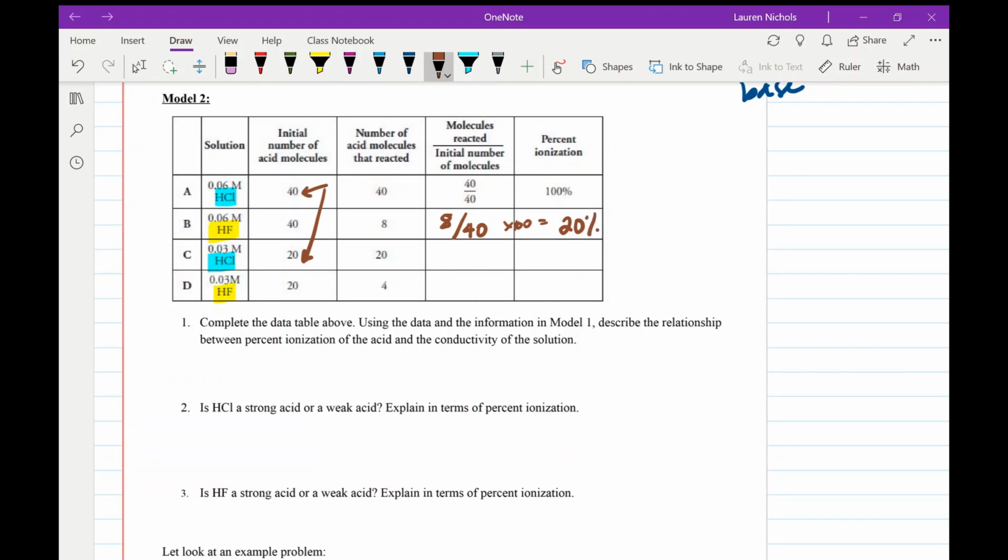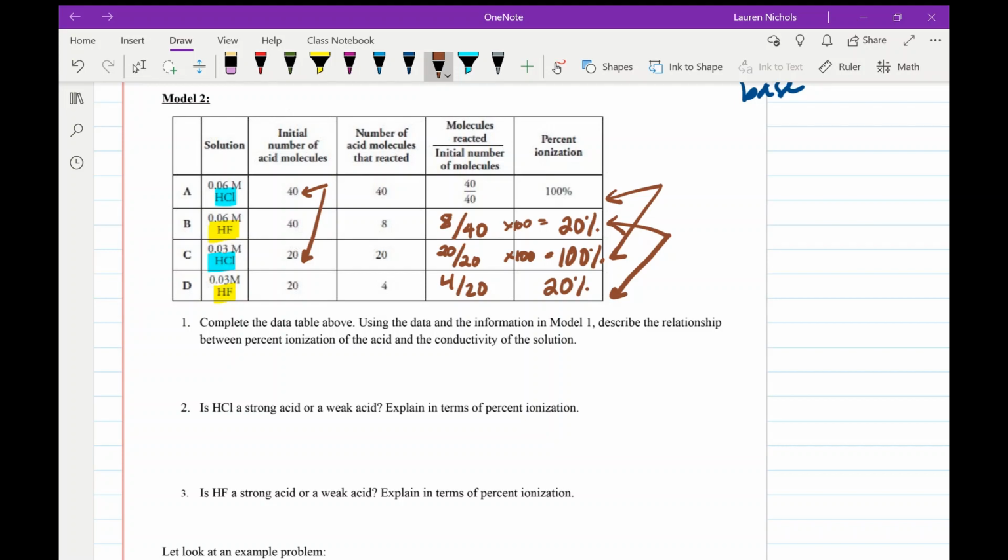But when we look at C and D, here we have 20 molecules react out of 20, which is again 100%. And for D, it's 4 divided by 20 times 100, which will give us 20%. So you can see that the dissociation here for both hydrofluoric acid and hydrochloric acid stay the same no matter the concentration. Like, it doesn't matter if you have 1 molar or 12 molar, it's still 100% ionization or dissociation.